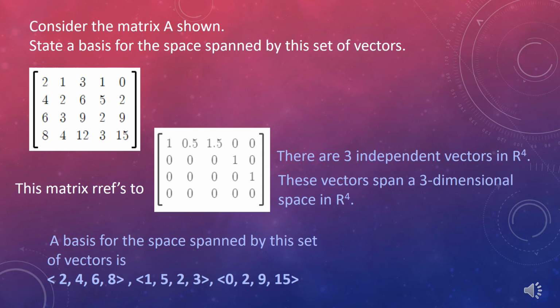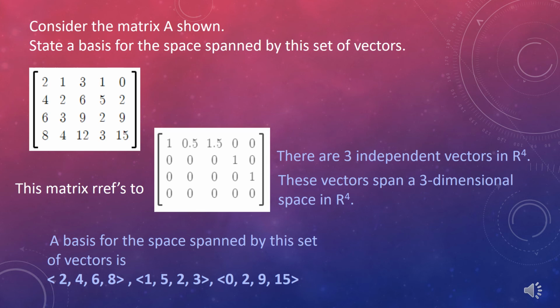So to make sure that you're talking about the specific space spanned by this set of 5 vectors, you need to specifically state the vectors that are independent of each other in the original set of vectors. The RREF just showed us which ones were independent. The first, the fourth, and the fifth vectors were independent. The second and third were linear combinations of those three. So again, the basis for the space spanned by these vectors is specifically (2, 4, 6, 8), (1, 5, 2, 3), and (0, 2, 9, 15).